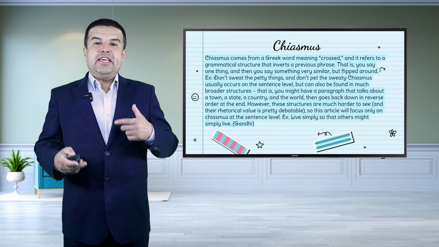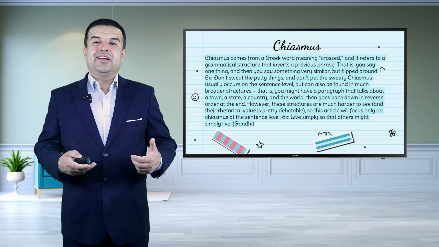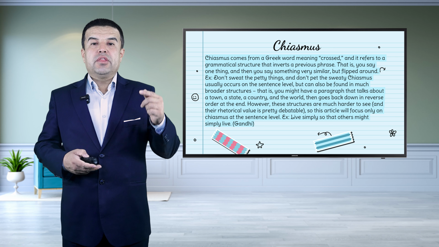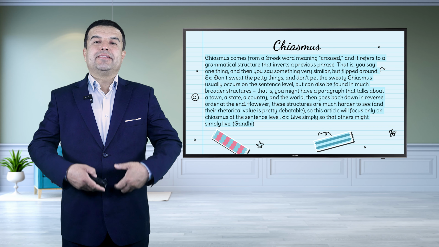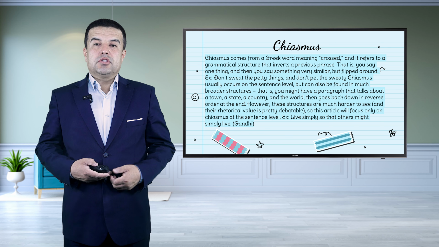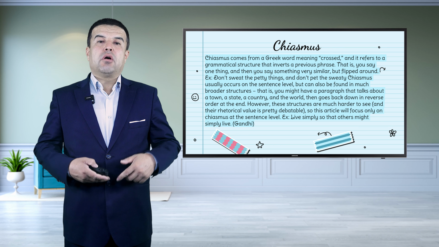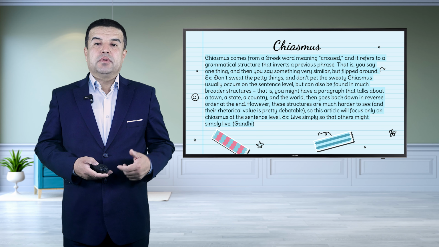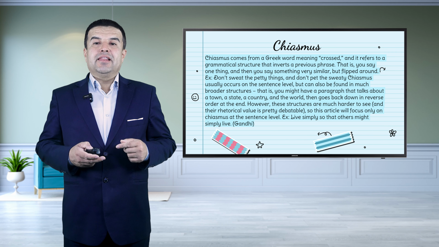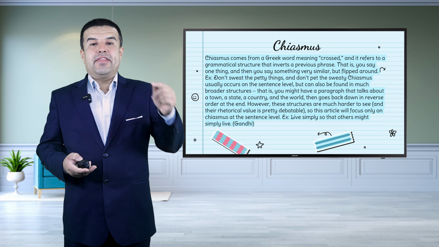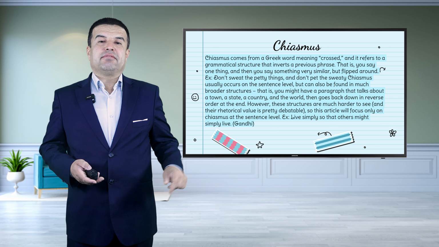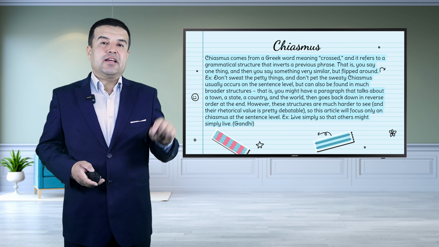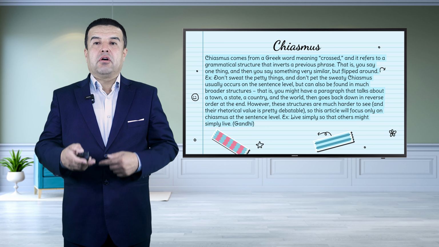However, these structures are much harder to see, and their rhetorical value is pretty debatable. So, this article focuses only on chiasmus at the sentence level. For example, live simply so that others might simply live. I think you understand this sentence where the chiasmus is going on.